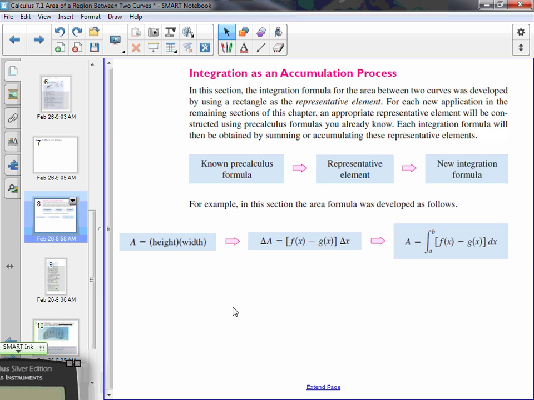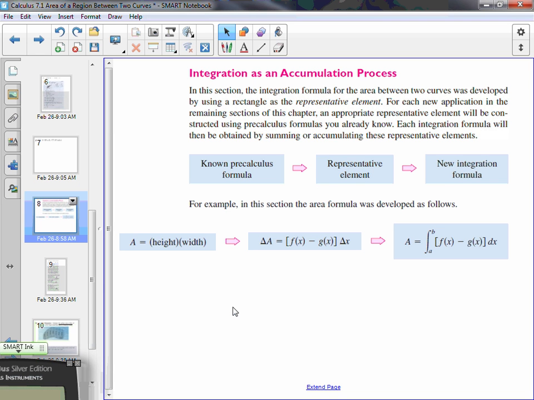that it was the limit as n approaches infinity of the sum from i equals 1 to n of f of x sub i dx. We were finding the areas of rectangles, and then the integral sign replaced the limit of the sum. So a definite integral is adding together something. Up until now, it's always been adding together areas of rectangles.